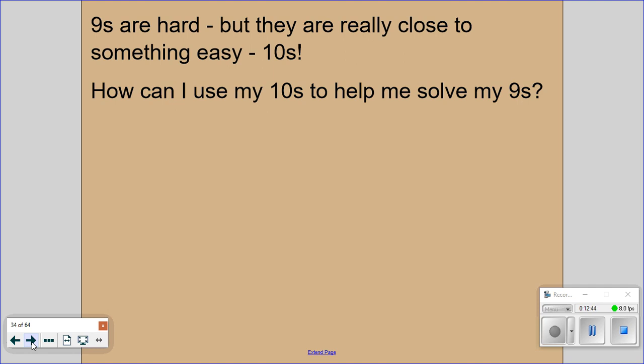Now remember with multiplication, I'm counting in groups. I'm not just counting by ones. I'm counting whole groups. And our 10s, when I skip count by 10, that's super easy. So I want to figure out how do I get from 9 groups to 10 groups? It's not a trick question.